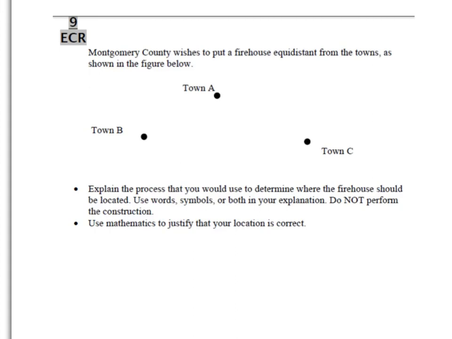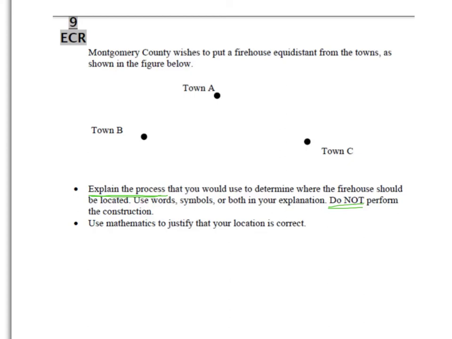Number 9 is the last question. Montgomery County wishes to put a firehouse equidistant from the towns as shown in the figure below. Explain the process that you would use to determine where the firehouse should be located. Use words, symbols, or both in your explanation. Do not perform the construction. Use mathematics to justify that your location is correct.